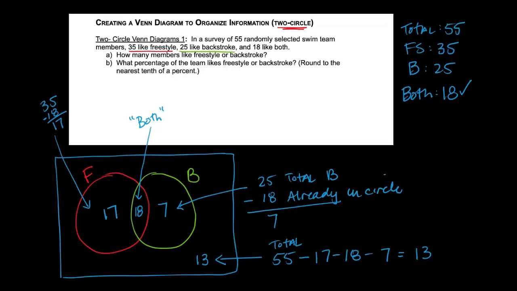Now that we have the diagram drawn, we can answer questions. A says, how many members like freestyle or backstroke? The word or means they could say yes to freestyle only, backstroke only, or both.